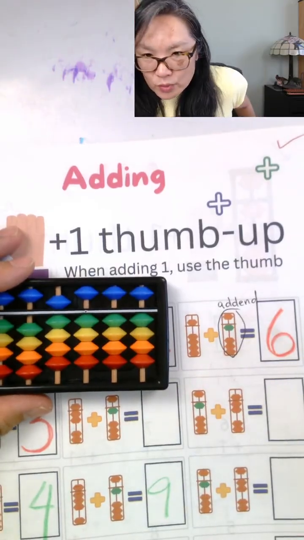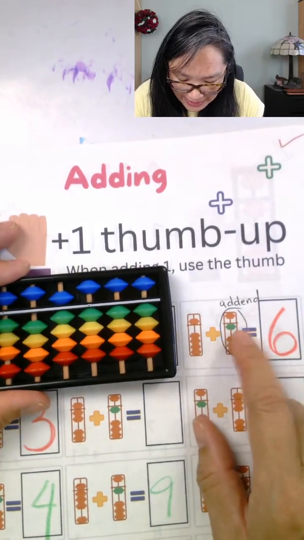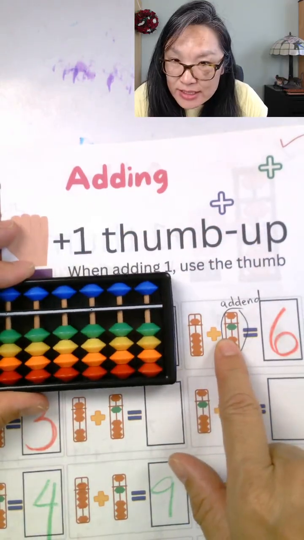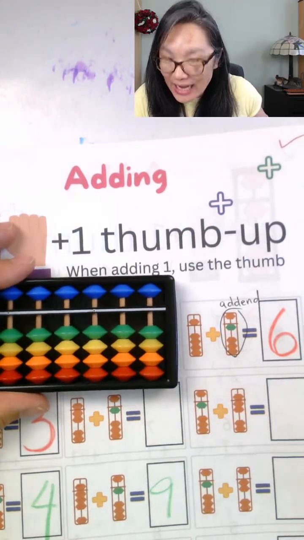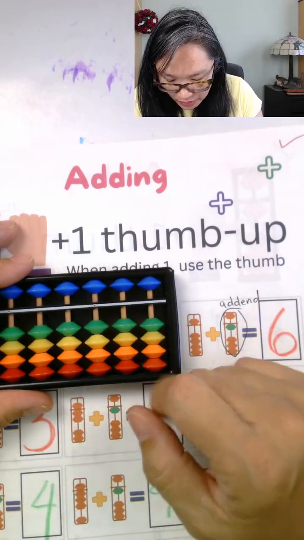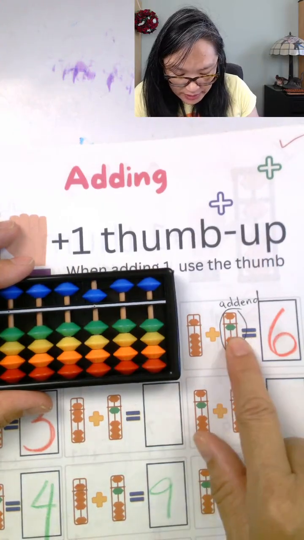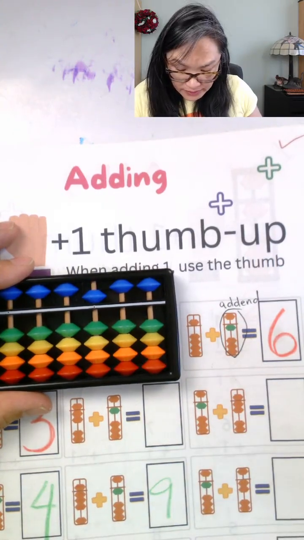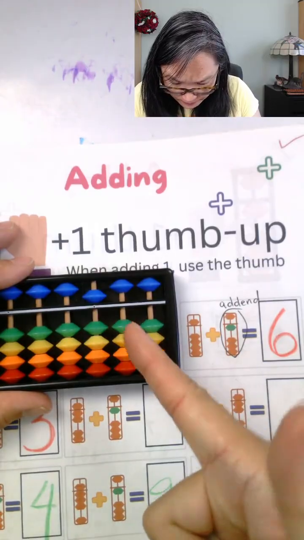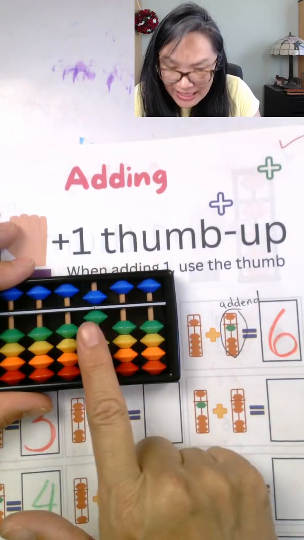So in abacus world, we're going to understand the add-in. Can we add this number? My question starts with 5, and then my next number is 1. Can we do it? Yes, we can. So we're going to add the 1.